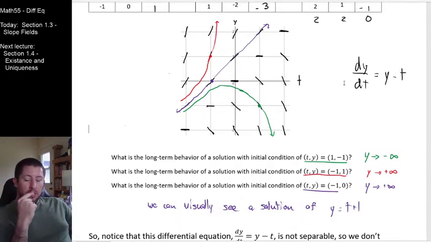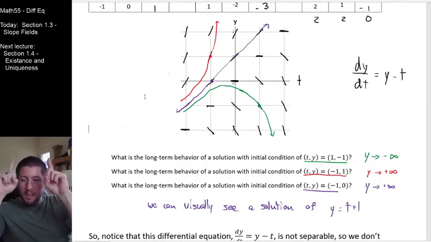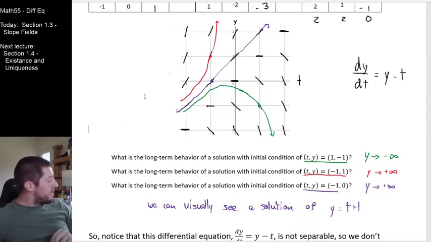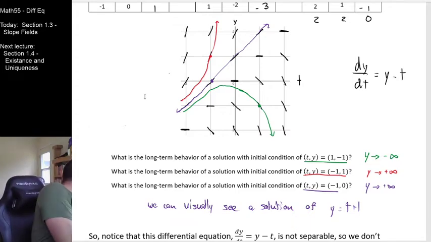Now, one of the questions you should be asking yourself is, are you sure that this green line and this red line never cross the purple line? It turns out, although it's not obvious by the section title, that section 1.4, existence and uniqueness, is very specifically what we're going to be discussing, is exactly that.